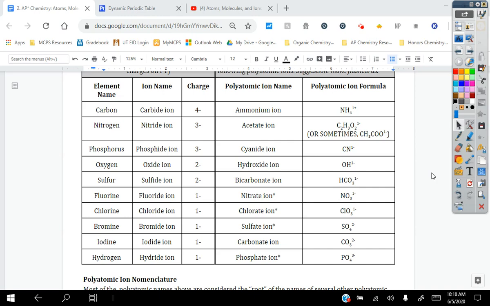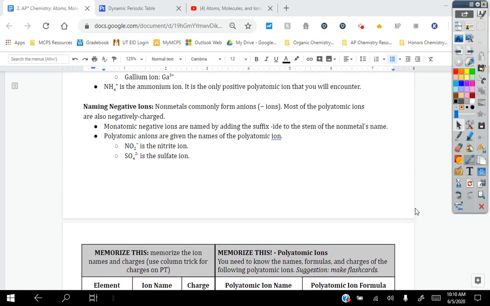So simply put, you should memorize the names for your anions: carbide, nitride, phosphide, oxide, sulfide. The halogens are easiest because the INE becomes IDE: fluoride, chloride, bromide, iodide. And hydrogen, if it has a negative charge, can become a hydride. When we're looking at polyatomic ions, you just name polyatomic ions based off of the name that they're given. So NO2-, for instance, is the nitrite ion, and SO4 2- is the sulfate ion.